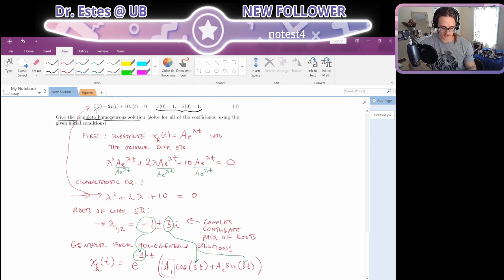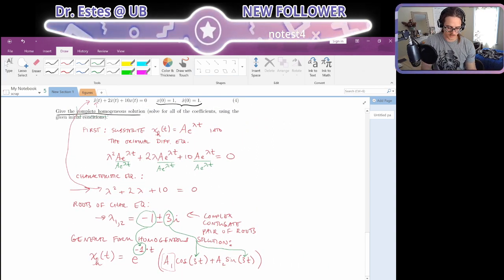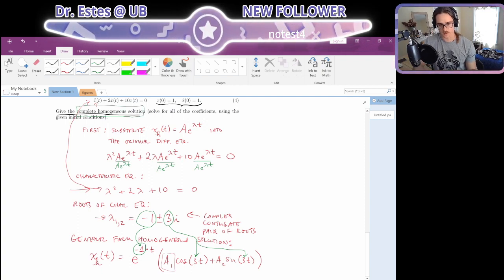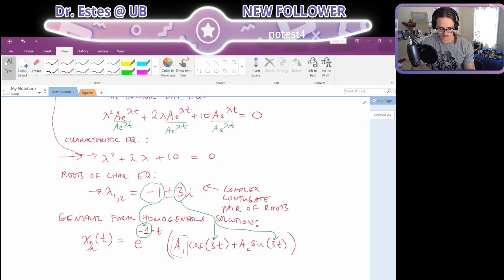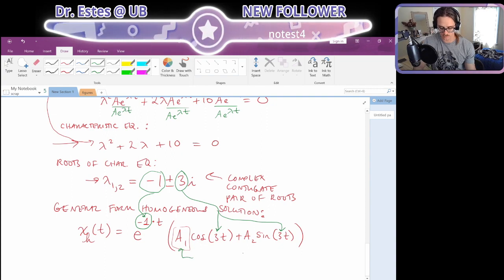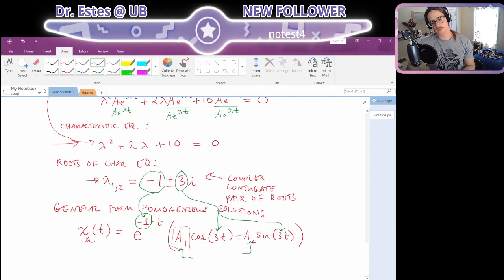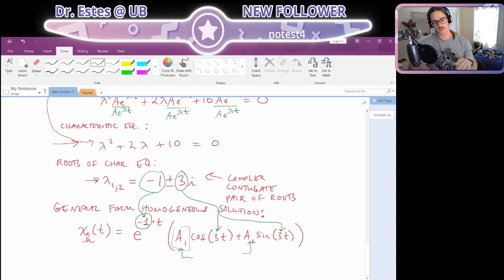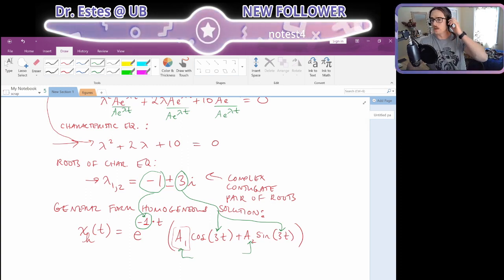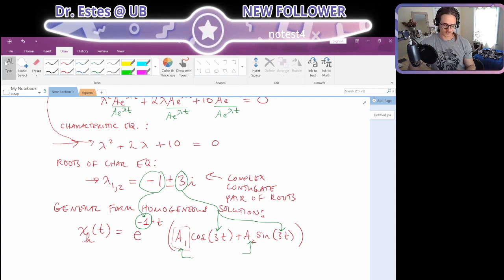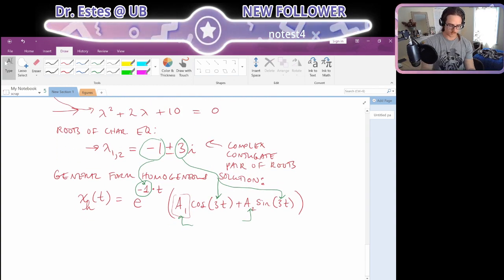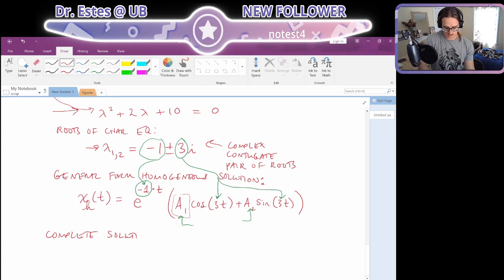So this problem asks for the complete solution. The complete solution just means that you solve for all of these unknown coefficients in the general solution. That's all that getting the complete solution means. It means specifying every parameter in the general solution. So the way to do that, complete solution, you use the initial conditions of the problem.